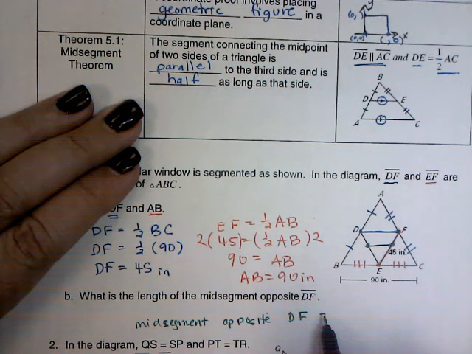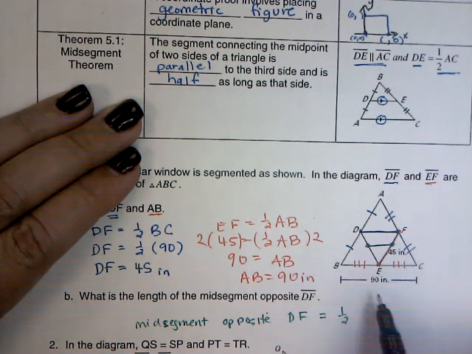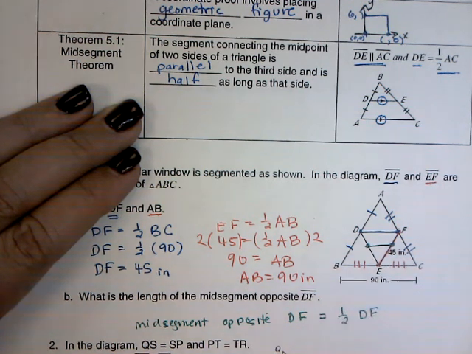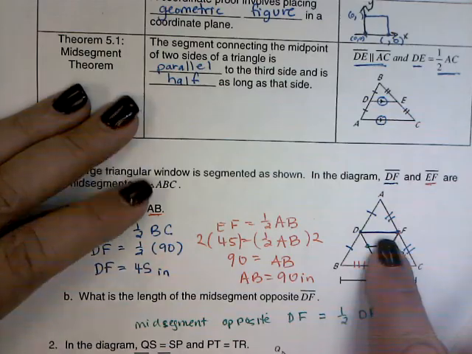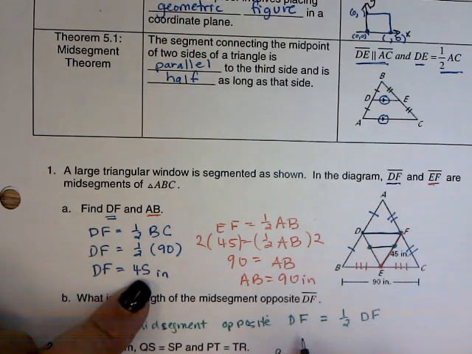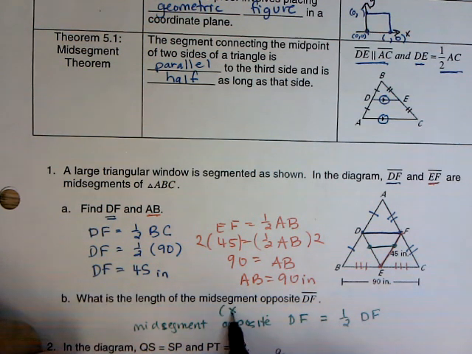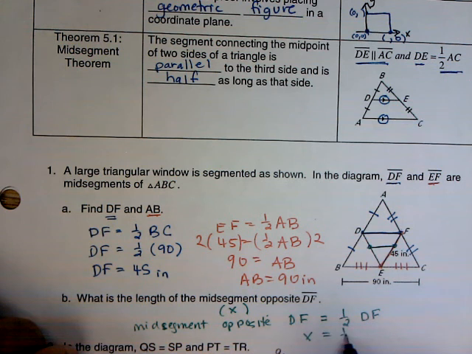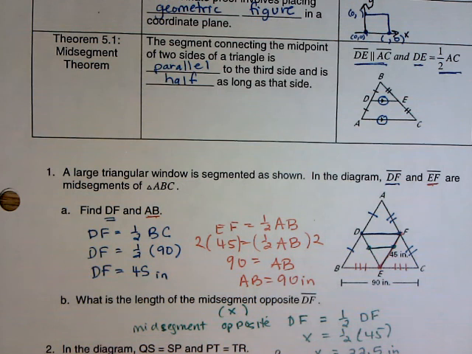So the midsegment opposite of DF equals 1/2 of whatever DF is. We already found out that DF above here was 45. So I'm going to call this just X to make it easier. X equals 1/2 of DF, which is 45. So X now equals 22.5, and again it's inches. But it's the midsegment opposite of DF.